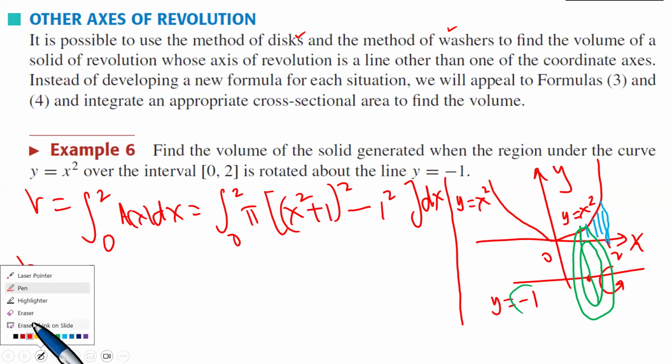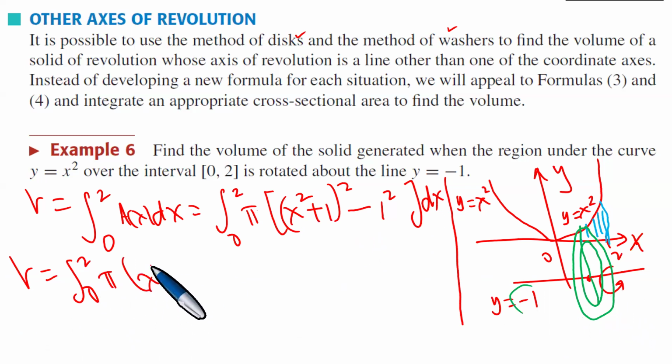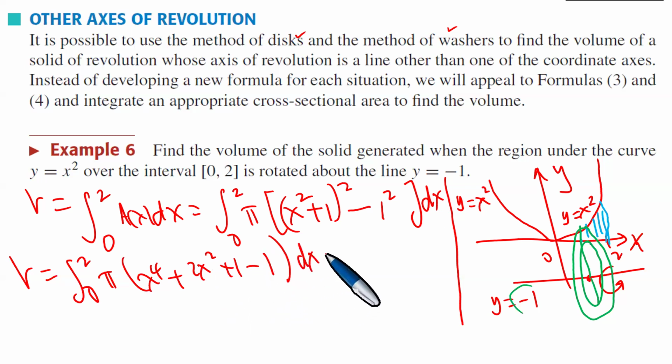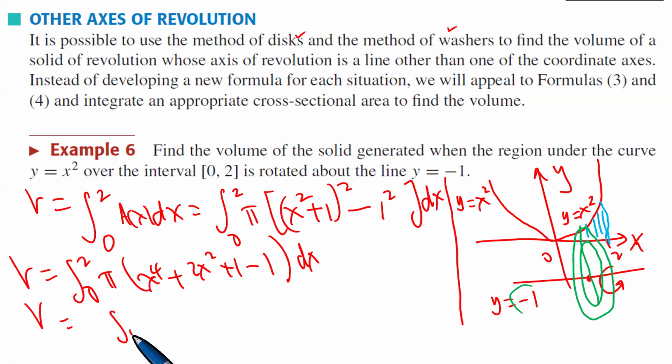Therefore, the volume is given by the integral from 0 to 2 of pi times ((x squared plus 1) squared minus 1) dx. If you square this, you get x to the 4th power plus 2x squared plus 1, minus 1, dx. So you have the integral from 0 to 2 of pi times (x to the 4th power plus 2x squared) dx, since 1 minus 1 is 0. We find the integral.